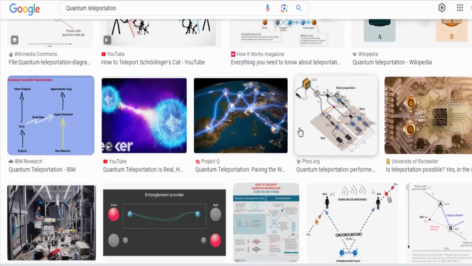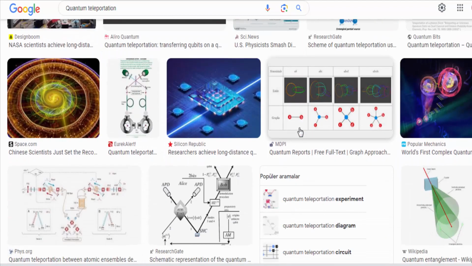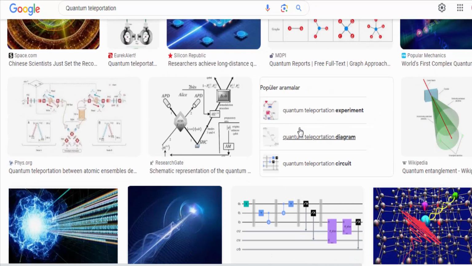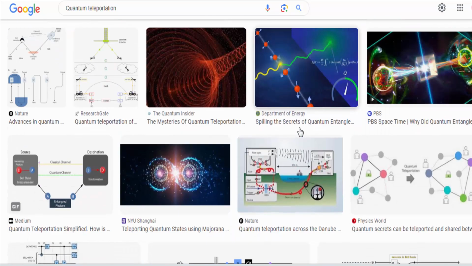Final state. As a result of the quantum operation, Bob's entangled particle now carries the quantum state of the original particle, effectively teleporting the information from Alice's particle to Bob's particle.